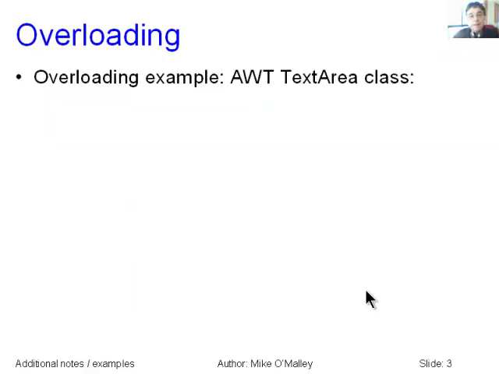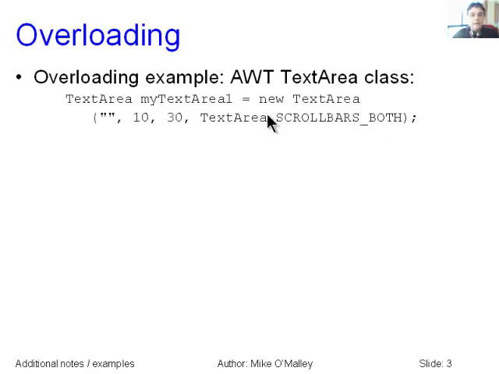Let's look at an example of overloading, and we'll look at the AWT TextArea class. We could have used the Swing JTextArea, but I've just used the AWT TextArea here to keep the code a little bit simpler. Let's say we've got a text area, myTextArea equals new TextArea. I'm going to pass through a blank string, and the dimensions of the text area, 10 rows, 30 columns, and scroll bars going in both directions.